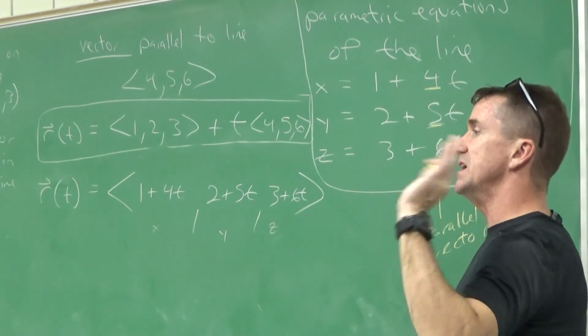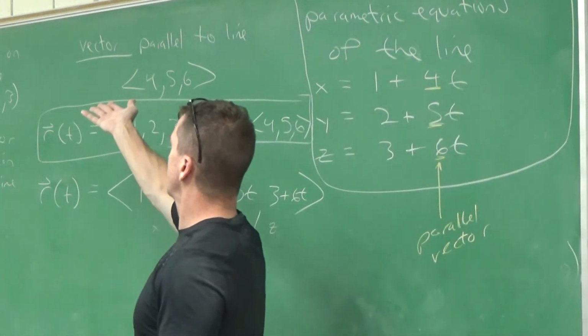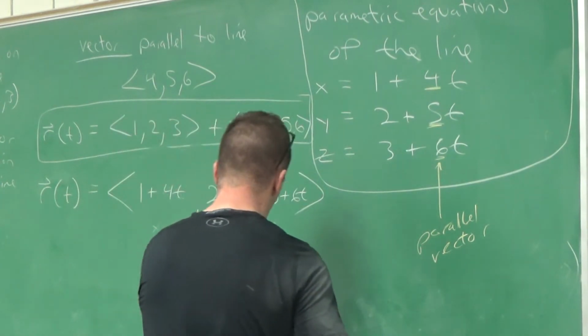So he's like, man, this one was easy. They gave us the parallel vector. They gave us the point on the line. So let's go to another problem.